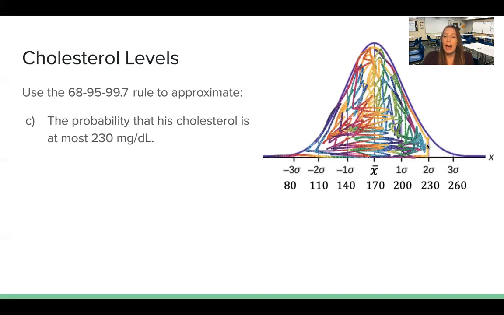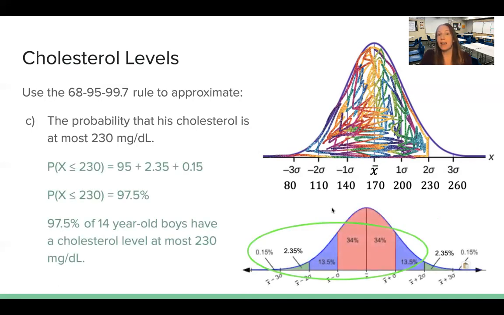So now I have all of the areas that are below 230, which is quite a few to add together, but I can use my rule to make it easier. I notice that this is 2 standard deviations away from the mean. So I can use my 95% here, and then I can add the other 2 areas on to that 95%. So 95% plus 2.35 plus 0.15 will get me a probability of about 97.5%.